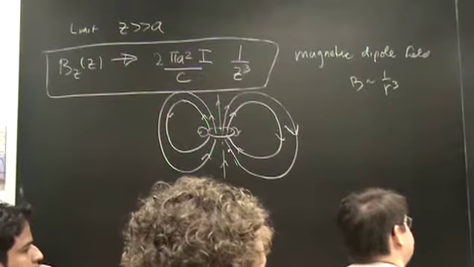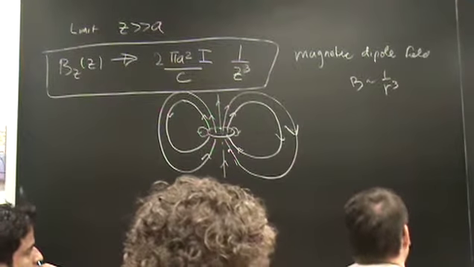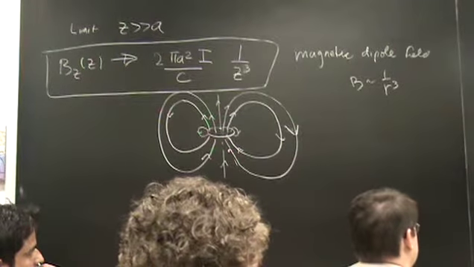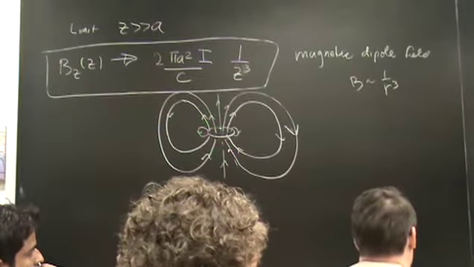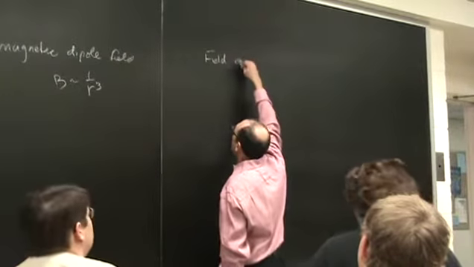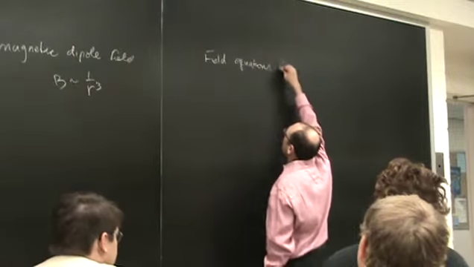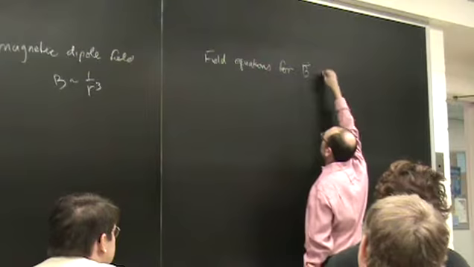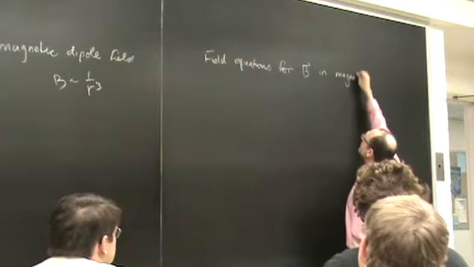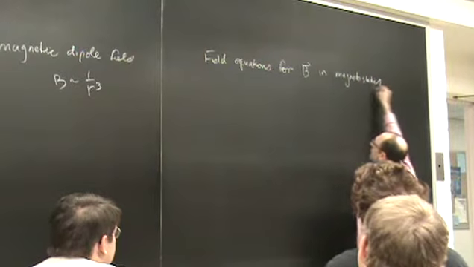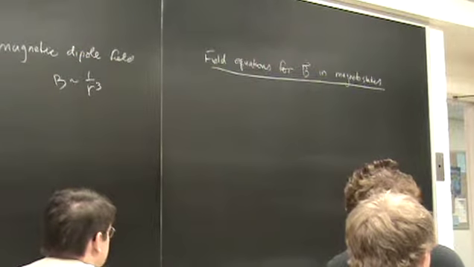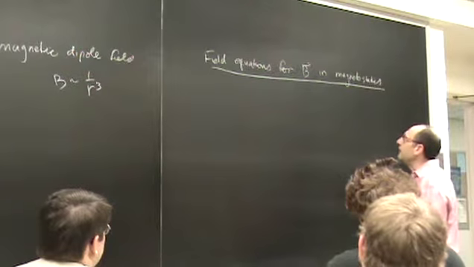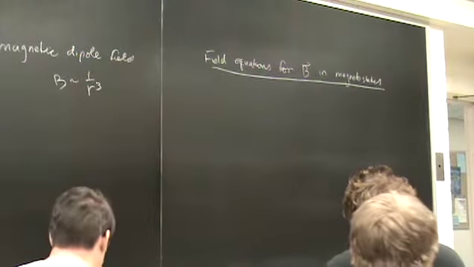So what I wanted to do now is, in the same way that you remember that we used Coulomb's law to derive the field equations, Gauss's law and the curlless electric field law, we can derive the field equations for the magnetic field in magnetostatics. Field equations are those parts of Maxwell's equations for B in magnetostatics. They define the divergence and curl of B.